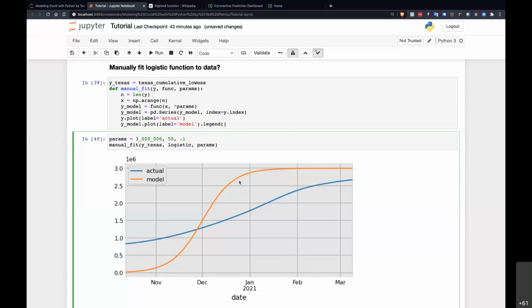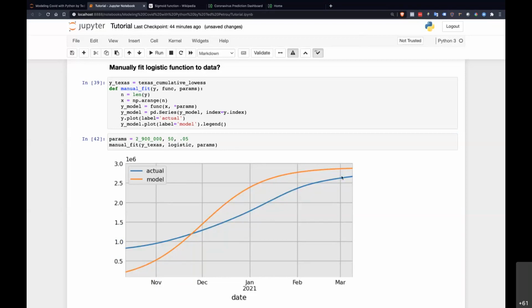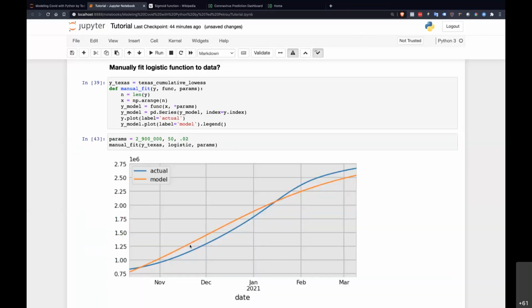You can see right now it's way too steep. So I know that I need to decrease K to make it smaller, because it's going way too steep. So maybe I go to 0.05, and it's looking a little bit better. And it looks like 3 million is probably too much, so maybe go down to 2.9 million, or even a little bit less. But it still looks a little too steep. Let's maybe go down here. It's not the best model, but you can get something that looks like it.